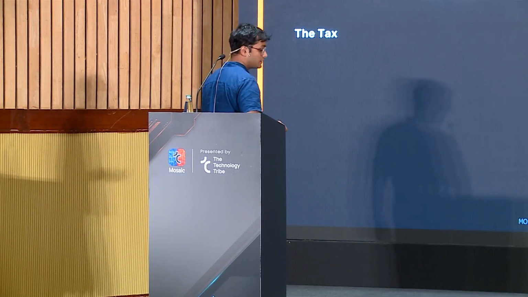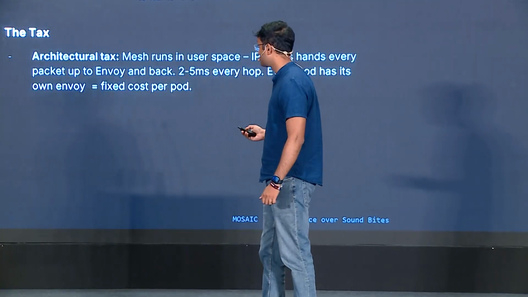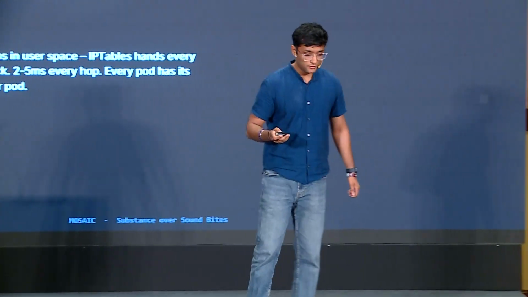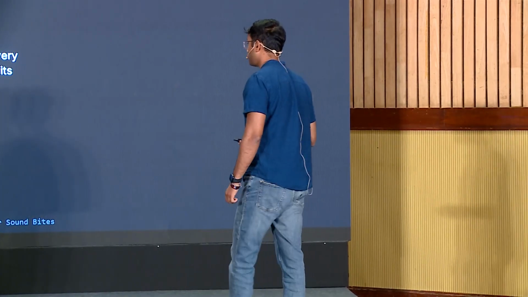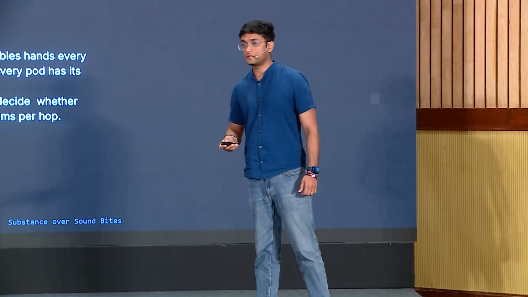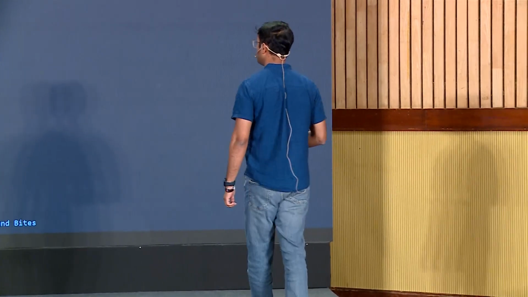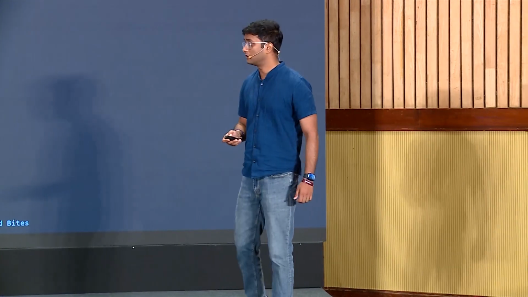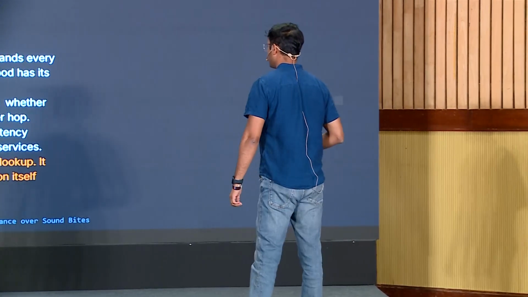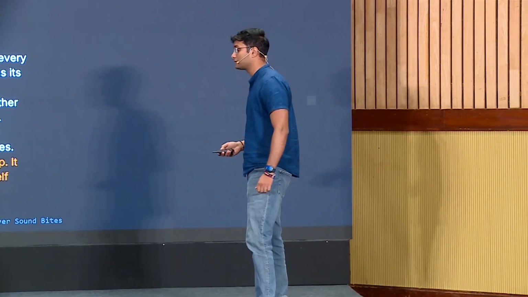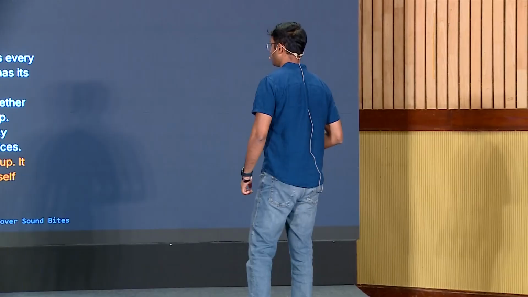Essentially we can segregate the tax into three categories. First is the architectural tax, where having an Envoy sidecar itself adds latency, and there's a fixed per pod cost. Then there is the decision tax at the IP tables layer, where packets are evaluated sequentially twice. That adds 5 to 10 ms per hop. Then there is the bypass tax. The return rules, when evaluated for every single packet, tend to add certain latency on top.